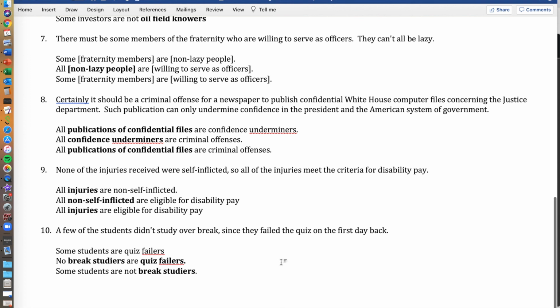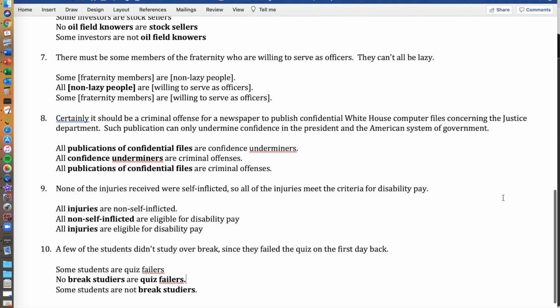So if you have any questions about these items on exercise 18, post them to the discussion board, and let me know if you're interested in more practice with missing premises, and I can provide some additional exercises for you.